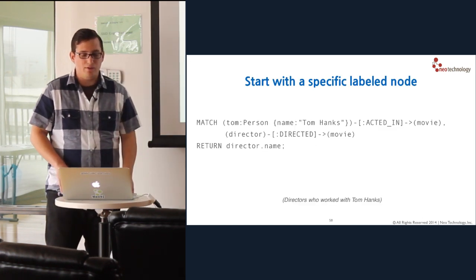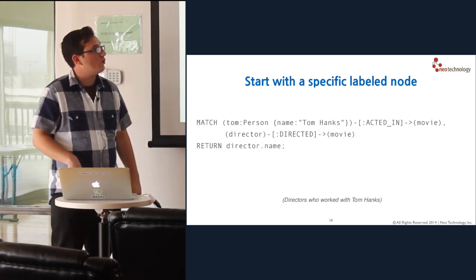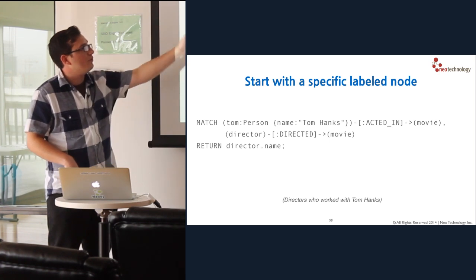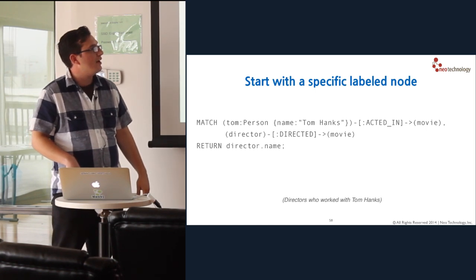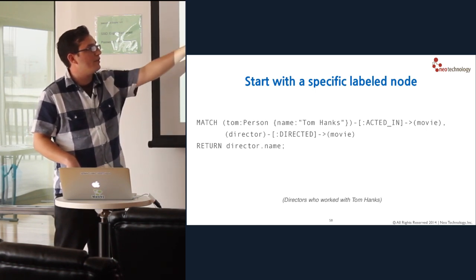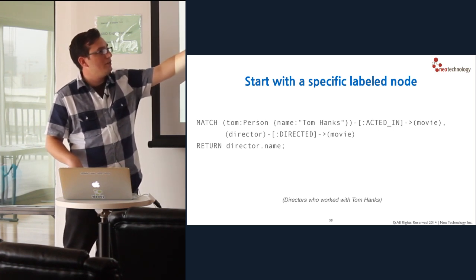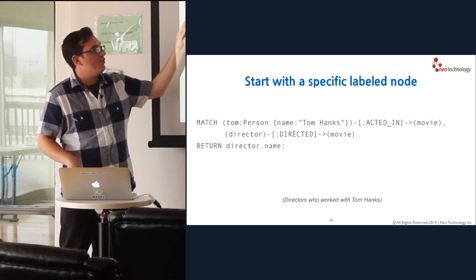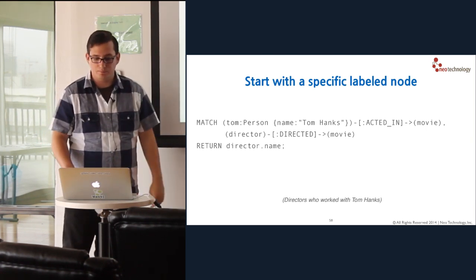So here we want to find all the directors who worked with Tom Hanks. So very similar query. We're breaking it into 2 patterns. We have 2 triples here. The first triple is we're looking for Tom Hanks and the movies he's acted in, the first line. In the second line, then we're also specifying with a comma that we're reusing the movie identifier, and we're saying also get the director that directed that movie, and to return back the director's name.